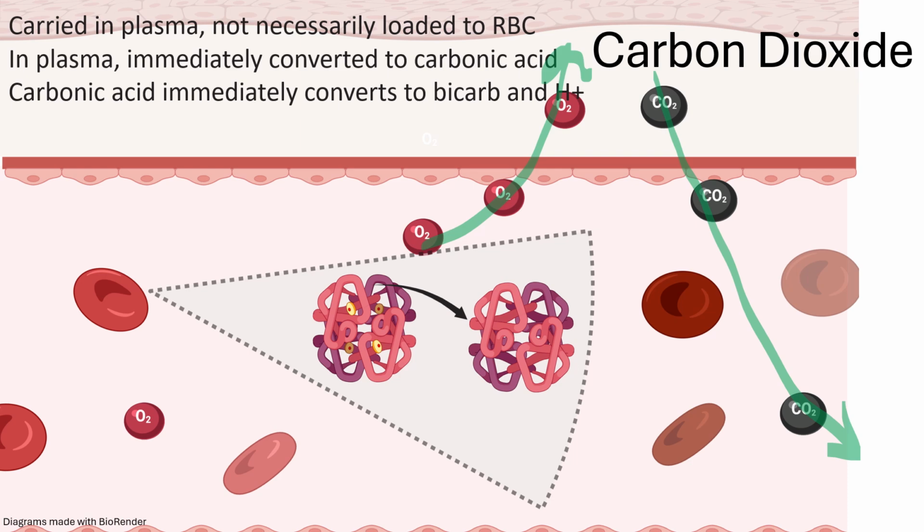When carbon dioxide hits plasma, an enzyme called carbonic anhydrase ushers in a 2-step reaction. First, carbon dioxide and water are changed into something called carbonic acid. Immediately, that carbonic acid dissociates into the bicarbonate anion and one lone hydrogen cation. That hydrogen cation affects the pH and pushes hemoglobin to drop off the oxygen it's carrying.